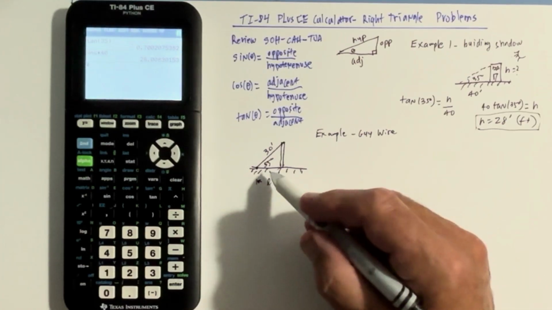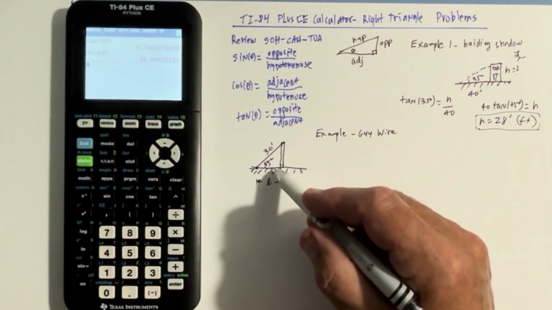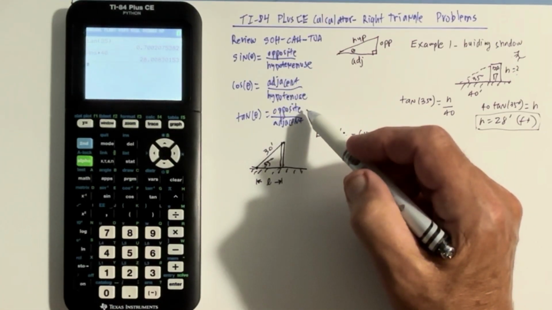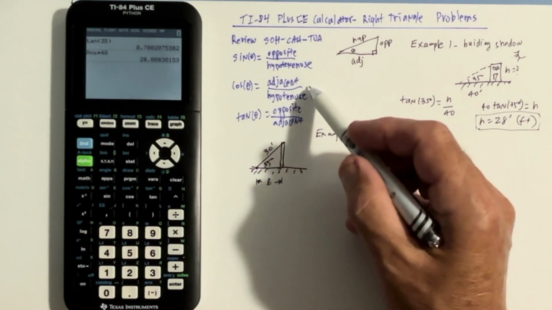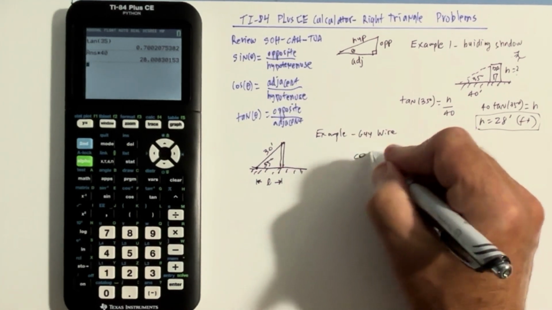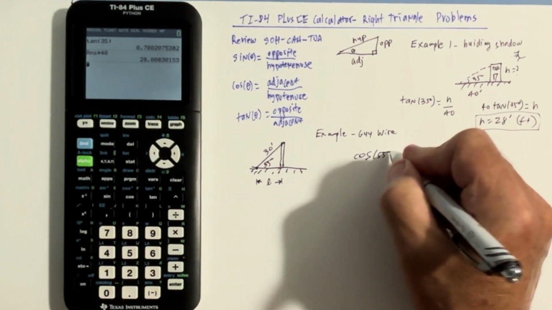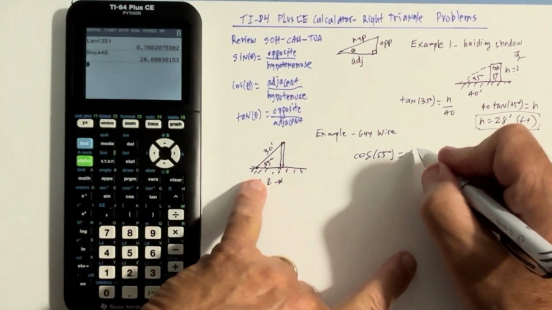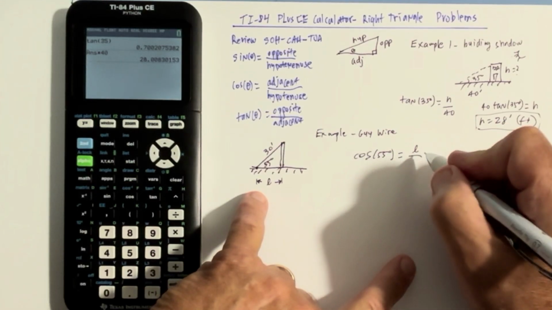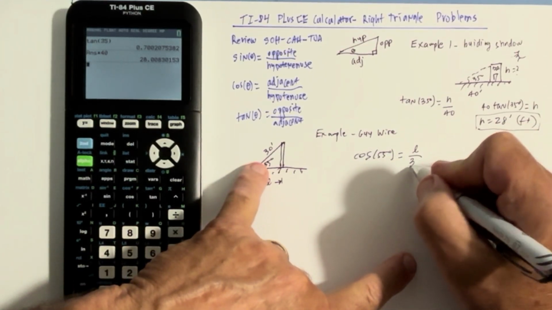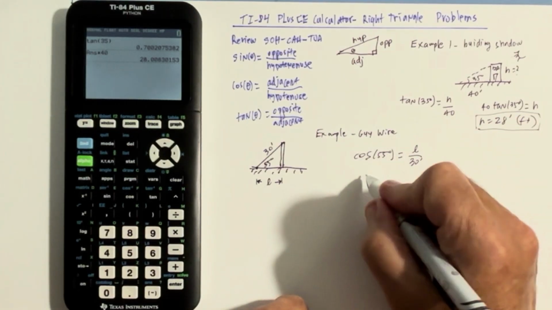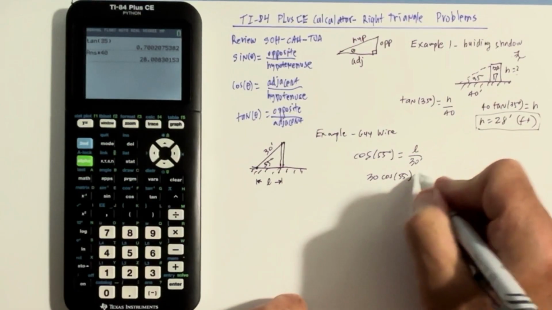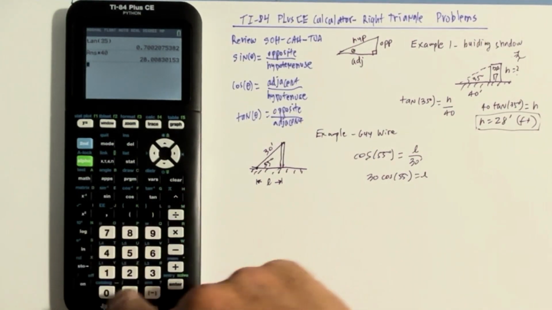We're looking for L, which is going to be the adjacent to this angle. But we know the hypotenuse, so that brings us down to the cosine. So we know the cosine of 55 degrees is the adjacent, which is L, our unknown, over the hypotenuse, which is 30 feet. So doing our math, we get 30 times the cosine of 55 is equal to this length.